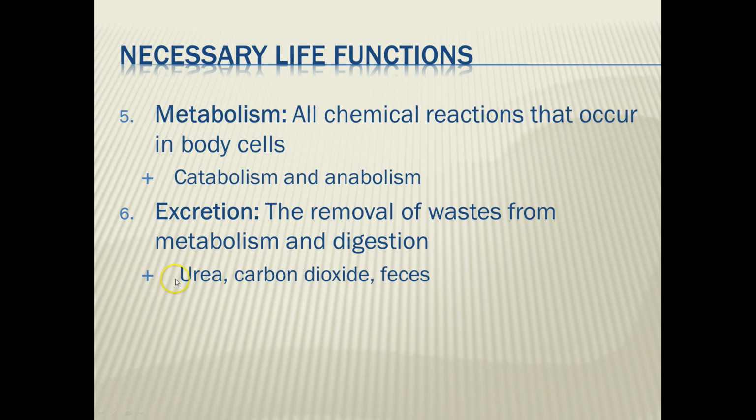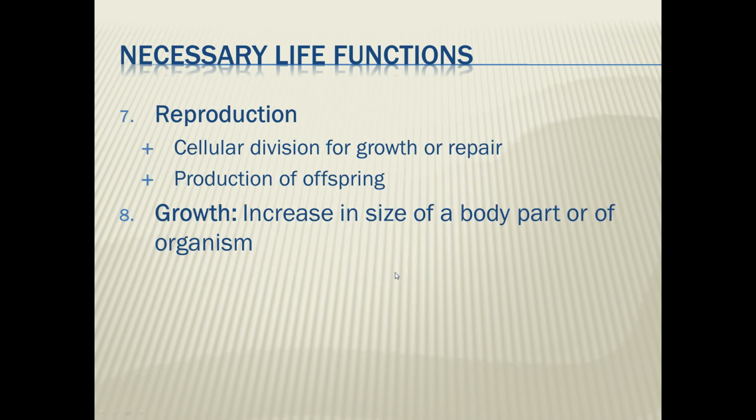Some examples are urea, a type of waste that your cells generate that you release in your urine. Carbon dioxide, which your cells produce constantly as a waste product, and you have to exhale that out of the body. And of course your feces, which you release from your intestinal tract.